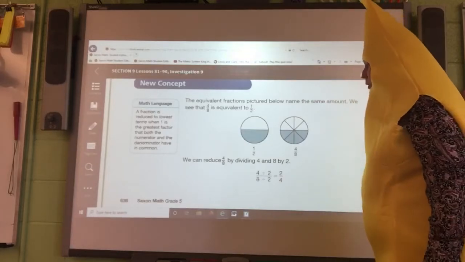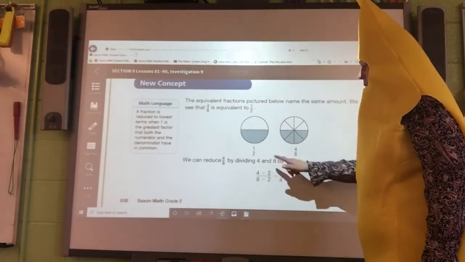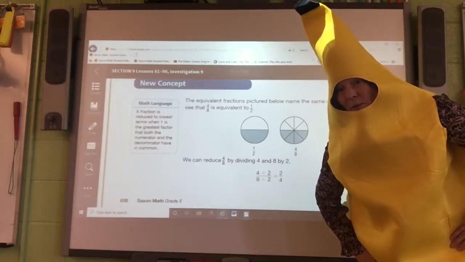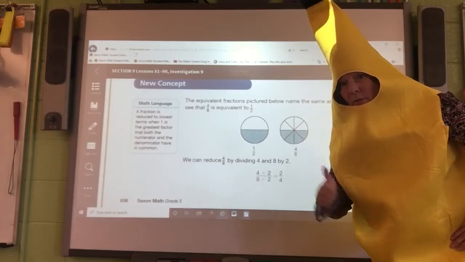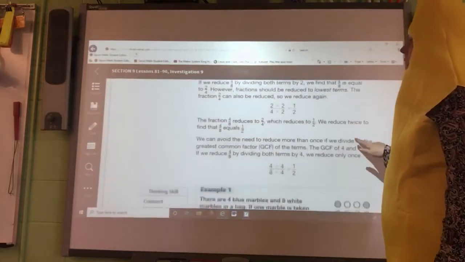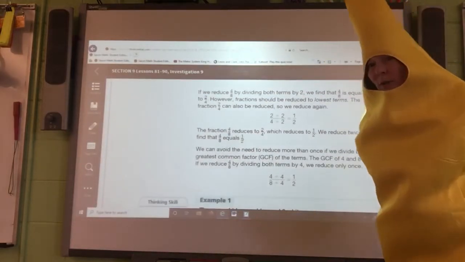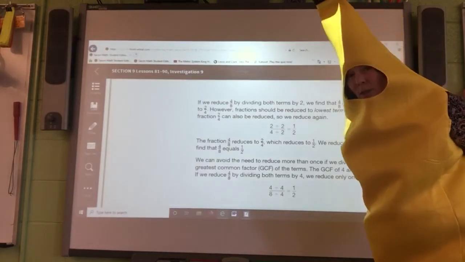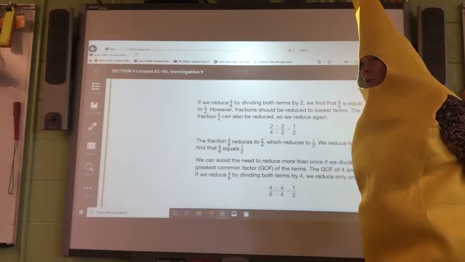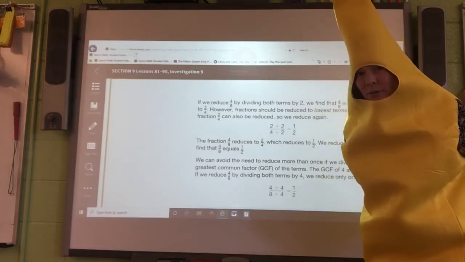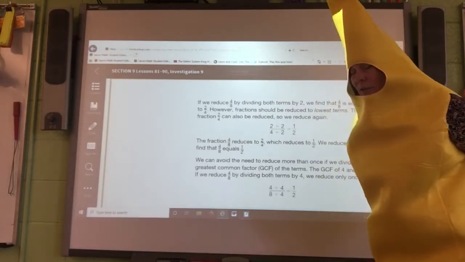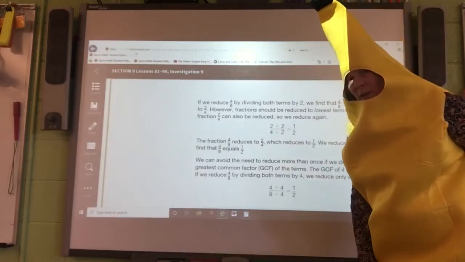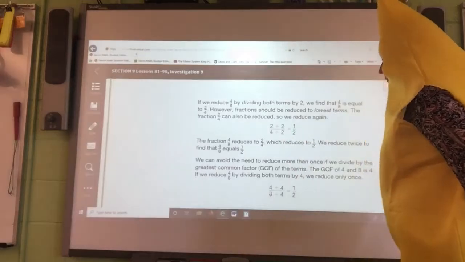All right, we can reduce 4/8 by dividing 4 and 8 by 2. You guys are already beginning to be experts on this. If we reduce 4/8 by dividing both terms by 2, we find that 4/8 is equal to 2/4, which is also equal to 6/12, 9/18, and so on. So, we know 2/4 can be divided by 2, and we get a half.